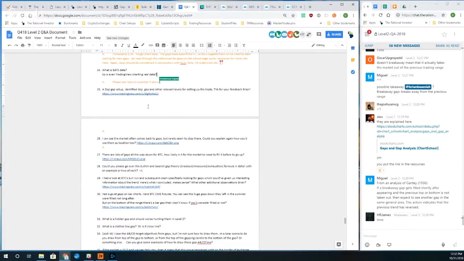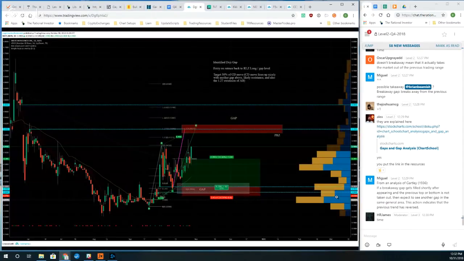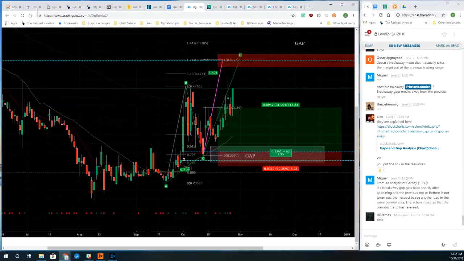Okay, a doji gap setup. Identify doji gap and the other relevant levels for setting up the trade. Thank you for your feedback, Brian. Okay, the only thing I'm going to say is technically, with a doji, we really don't want to see price come back down into the gap. That's a little dangerous.